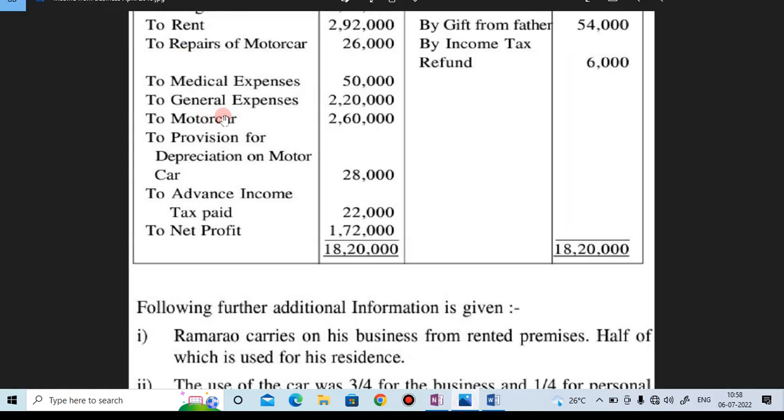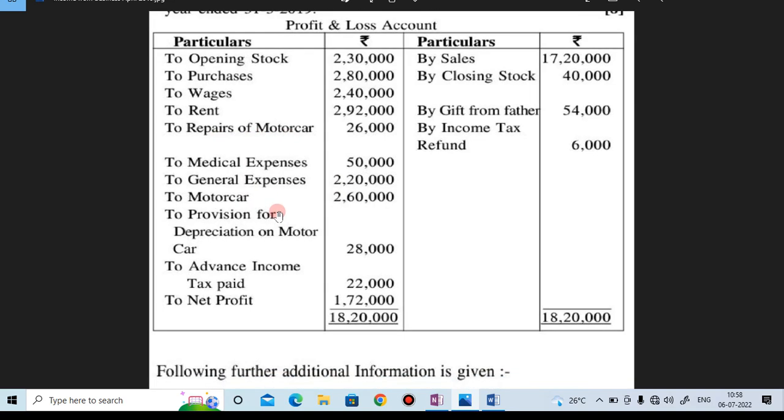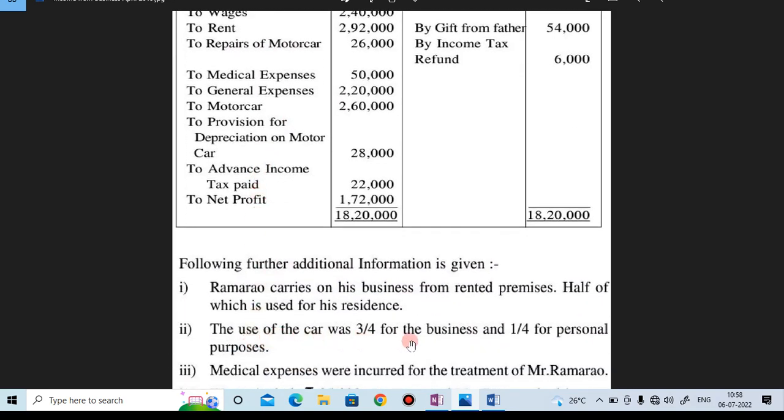After rent, next is repairs to motor car, 26,000. Now the motor car was used 3/4 for the business and 1/4 for personal use. So from this total of 26,000, 3/4 was used for the business and 1/4 is used for personal purpose, hence it is called disallowed expenses.